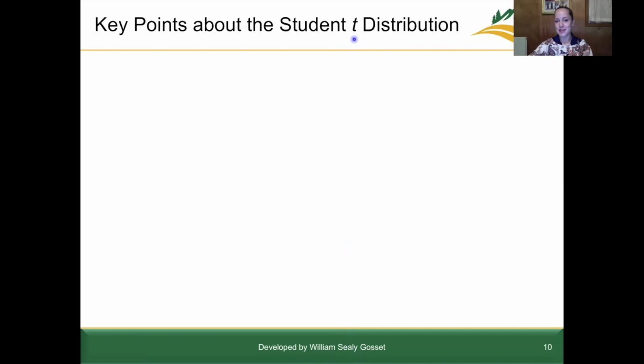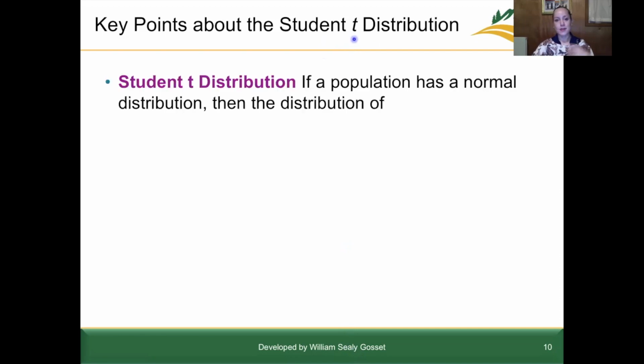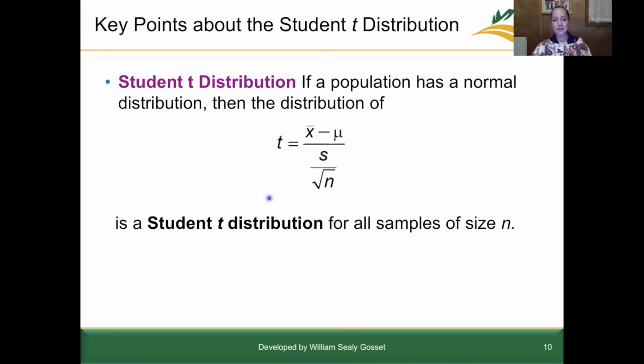So more on this student t distribution, if a population has a normal distribution, then the following distribution of t is equal to x bar minus mu all over s divided by the square root of n. Data that follow this formula is a student t distribution for all sample sizes n.